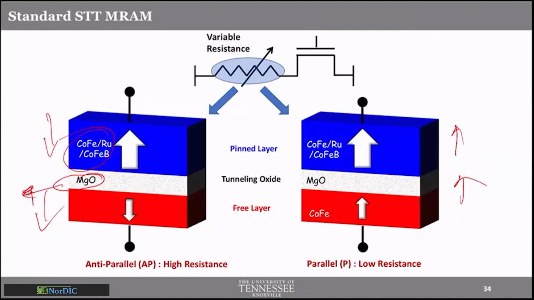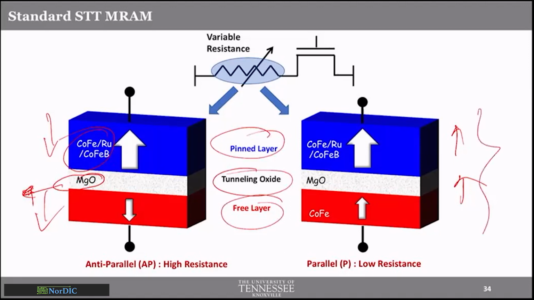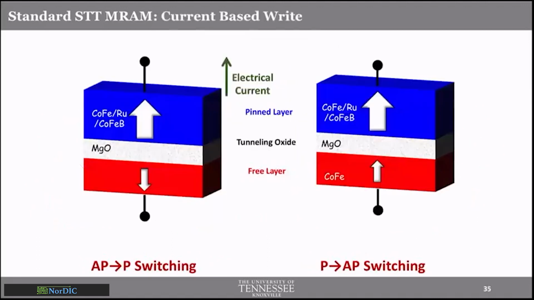This is usually made of magnesium oxide, or tunneling oxide, or tunneling barrier. And you have the pin layer and the free layer. We will see what this tunneling oxide does. But anyway, this is essentially the same as we have just discussed. And here is how the switching occurs.